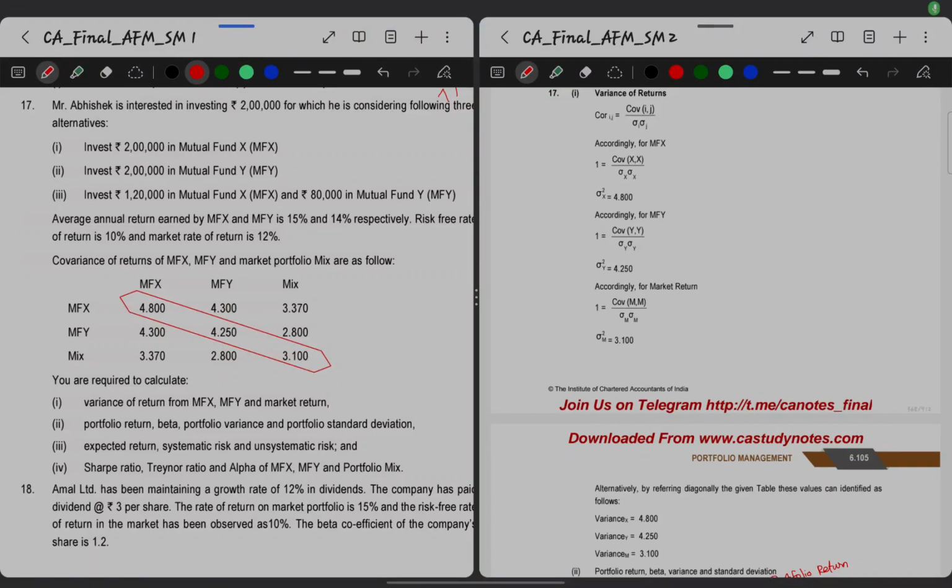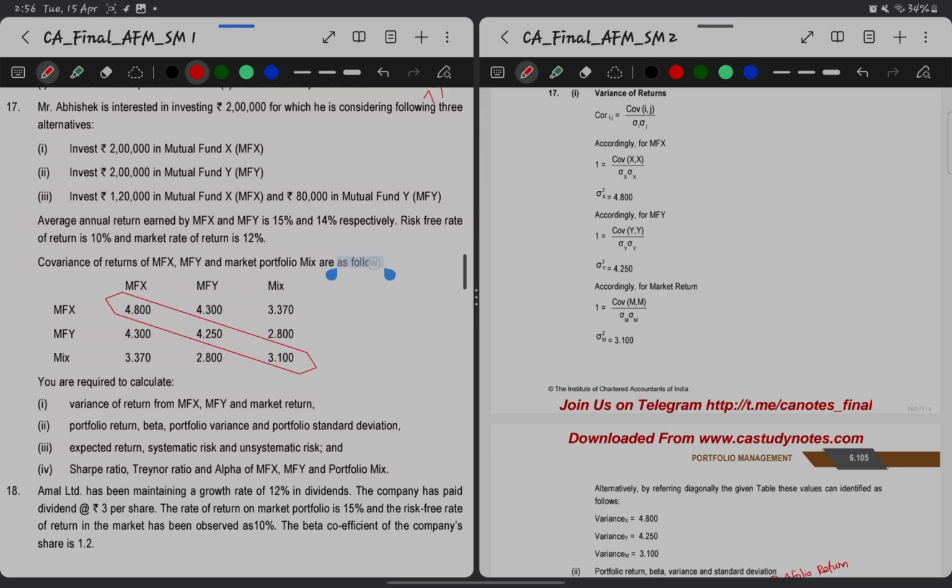Hi CA students, let's revise CA Final AFM Chapter 6 Portfolio Management Practical Question 17. Mr. Abhishek is interested in investing 2 lakh for which he is considering 3 alternatives: invest 2 lakhs in mutual fund X (MFX), invest 2 lakhs in mutual fund Y (MFY), or invest 1 lakh 20,000 in MFX and 80,000 in Y.